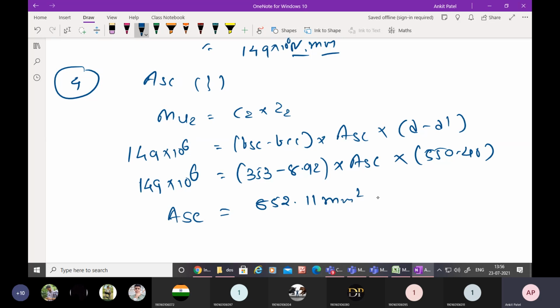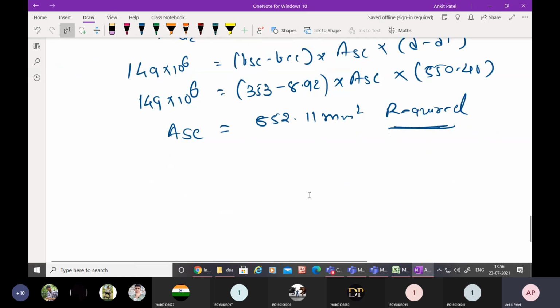mm square. So this is your required value. Please remember, I have written this is required, this is not provided. With the help of this, we need to find the number of reinforcement bars with diameter. Then we can make a statement about the numbers and diameter of the reinforcement. Clear? But that we will do later on.